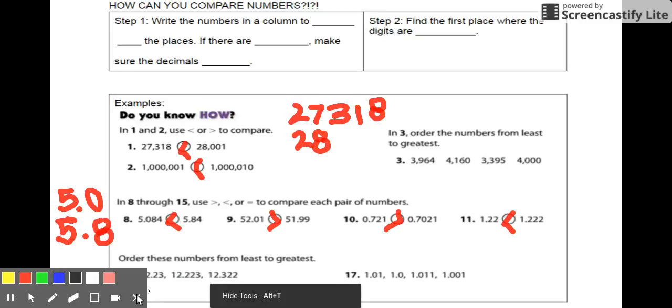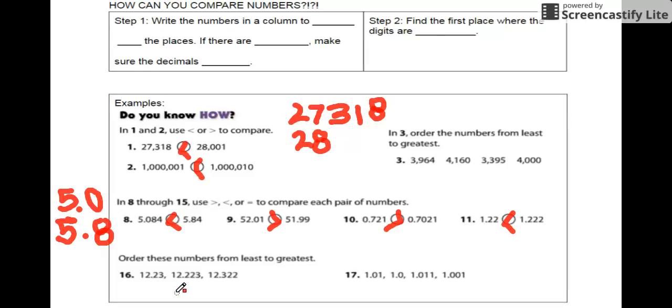So you have 12.23, 12.223, and 12.322. Least to greatest, which means the smallest number would be right here. I'll give you a chance to figure out what the second smallest number might be. Right here. And then right here. Okay, go ahead and finish up the notes.